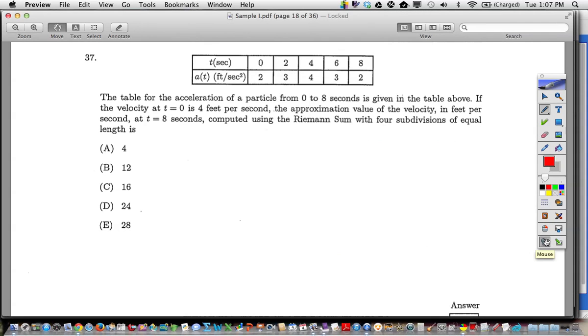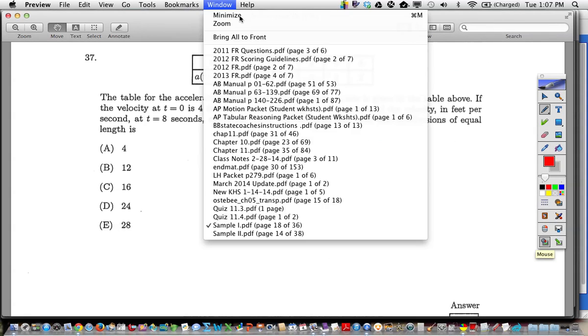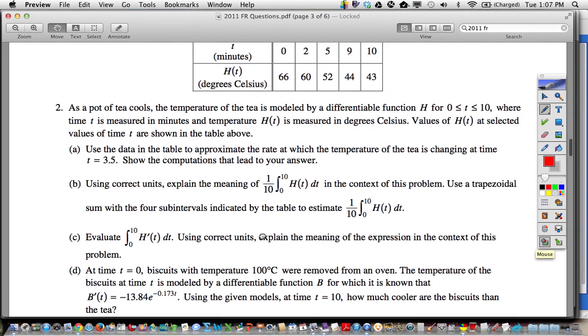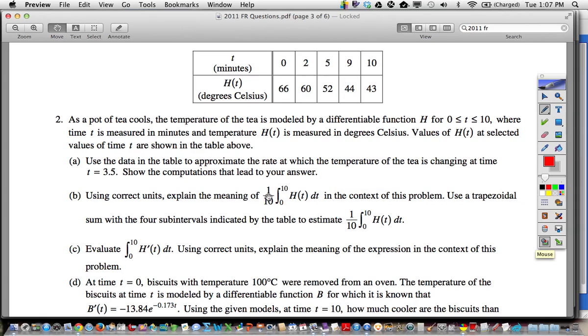Okay, 2011 free response. I don't think I gave that to you guys, so you just have to look up here. This is from 3 years ago. 2011 free response. This is question number 2. Calculator is allowed on this one.